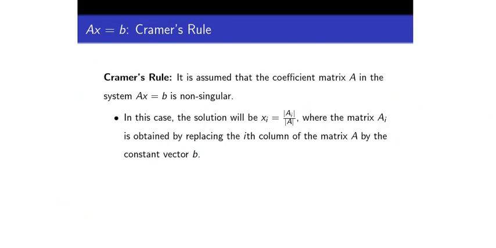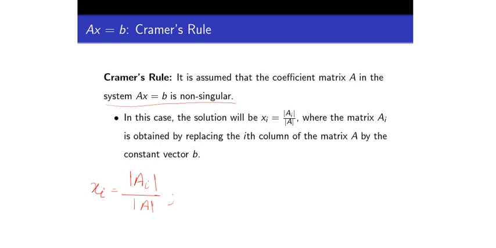Right. And then the next is Cramer's rule. It is assumed that the coefficient matrix A in the system Ax = b is non-singular. That is already assumed, our basic assumption carried forward. So how are we obtaining the solution? You have xi equal to determinant of Ai divided by determinant of A.